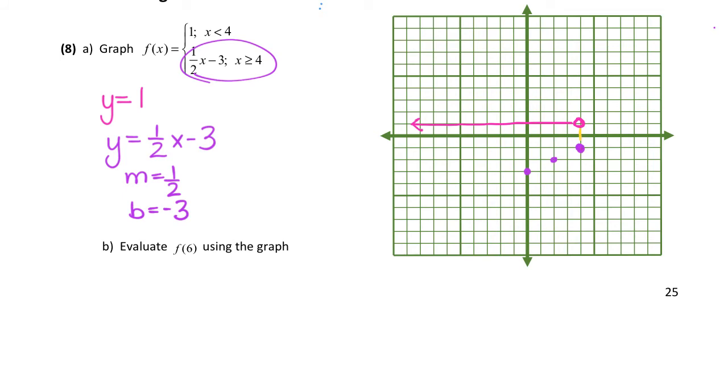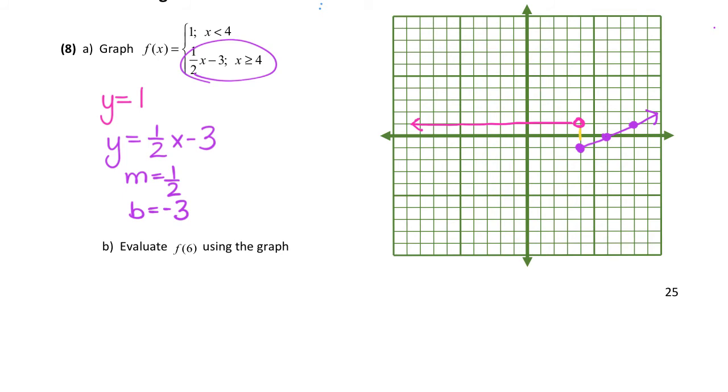So I can actually now erase these two lines. And it is when it's greater than or equal to 4, so I can keep going here. And now that I have some points, I can get my straight edge. And I'm going to go on forever because it's everything greater than or equal to 4.